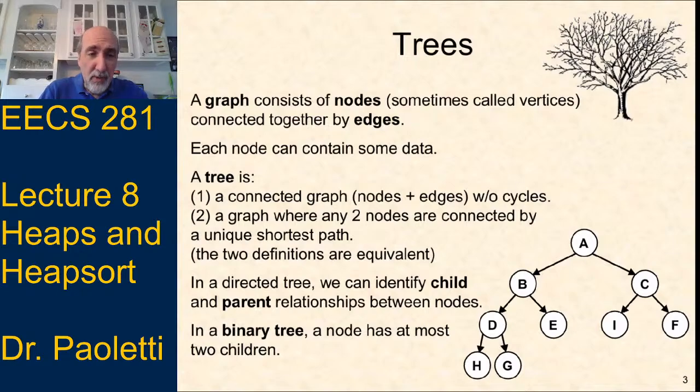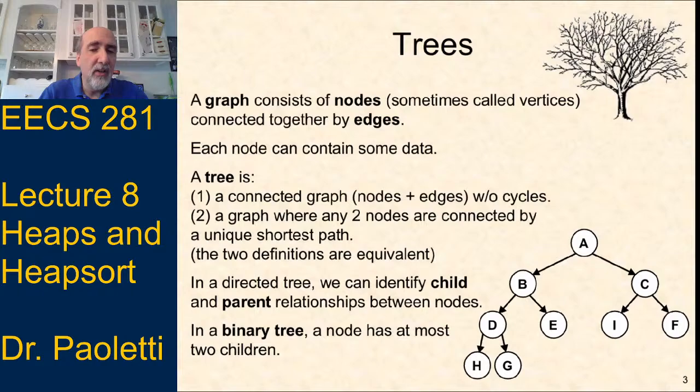So we're going to do a little bit of review of trees because the binary heap is going to depend on our knowledge of trees. So when we have a tree, we've got basically a graph that is connected and it has no cycles. Now we could give a second definition of that. We could say it's a graph where any two nodes are connected by a unique shortest path. Those two definitions are equivalent. So we could use either one.